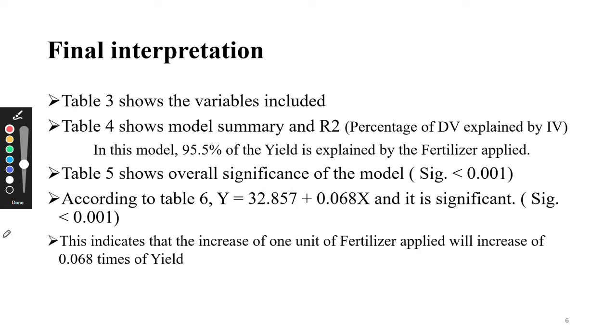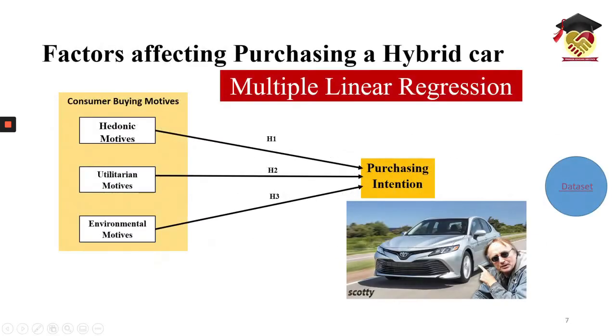Okay, that's all about simple linear regression. Now we will move on to multiple linear regression. This is the model we discussed in our last session: the factors affecting the purchasing intention of hybrid vehicles. Here you have 3 independent variables. That is the difference between simple linear and multiple linear regression. Simple linear means you have only one independent variable. Multiple linear regression means you have 3 independent variables.